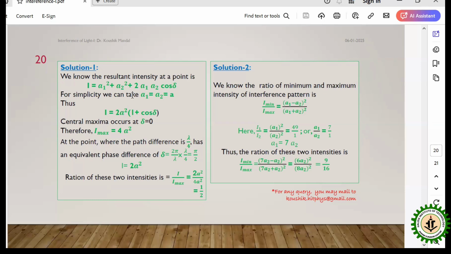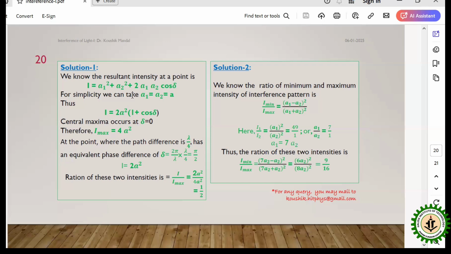So the maximum will be 4a square, and at the point where the path difference is lambda by 4, which is equivalent to a phase difference of pi by 2, cos delta equals 0. From the above expression you find I equals 2a square. Now the ratio I by Imax equals 2a square by 4a square, which equals half.